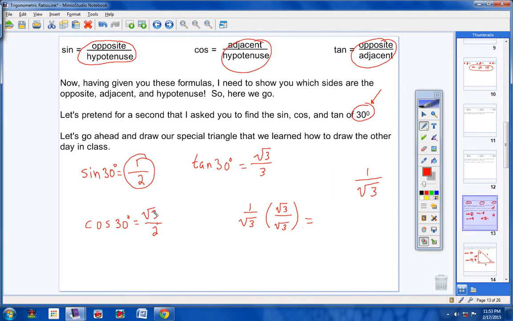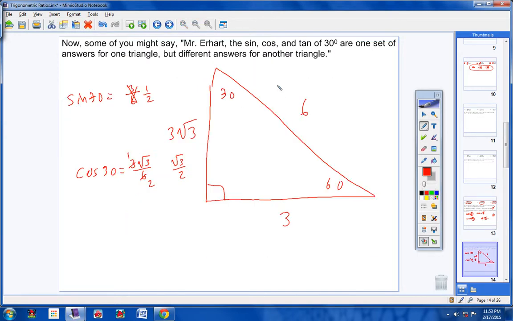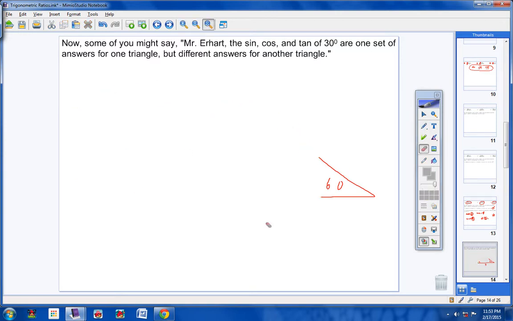What did I get over here? Same thing. Cosine of 30 is square root of 3 over 2. So, if you were thinking, Mr. Earhart, you can get different answers out for the sine of 30, or cosine of 30, or tangent of 30 if we use different triangles, the answer is no. It's so cool, guys. All of those values will never change, okay? No matter how big the triangle is.